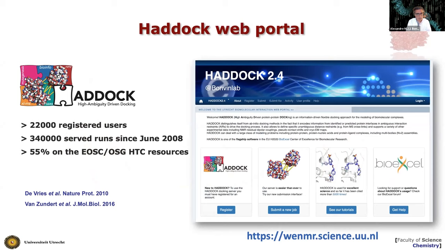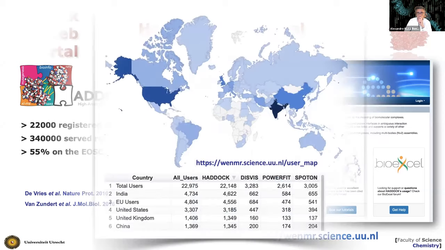Most of our users are actually accessing the resource through a web portal that we have been operating since 2008. We are getting close to 350,000 docking runs served since 2008. We can provide these services because we have strong support from the European Open Science Cloud, but also the Open Science Grid in the US, the high throughput compute resources. So the server is sending out in the order of 25 million single calculations per year. And we have a large user base, which you see here.